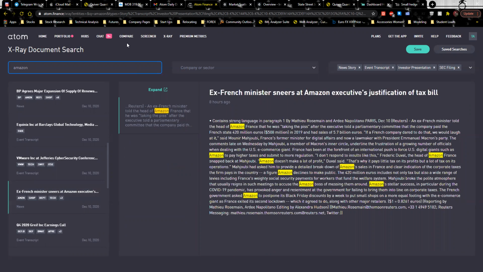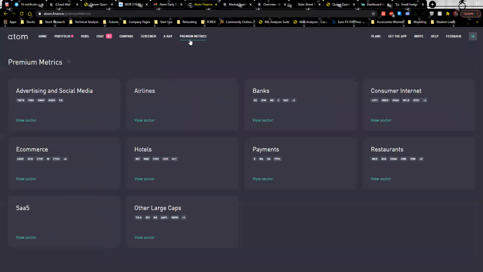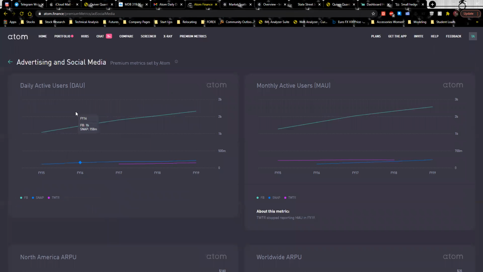Another thing I like about this site, when you want to get into your research, is that outside of the X-ray part, they also have some premium metrics where they've already done some filtering for you. So let's say we want to look at advertising and social media, and they'll break this down by certain apps. They'll tell you right here that for Facebook, Snap, Twitter, these are the daily active users. Facebook is of course in the lead, then Snap, then Twitter. Monthly active users, you see here, almost 3 billion for Facebook again.